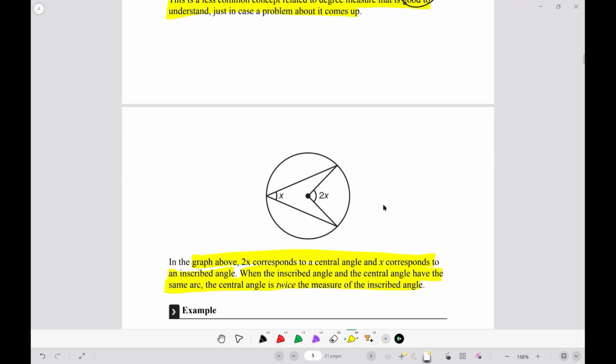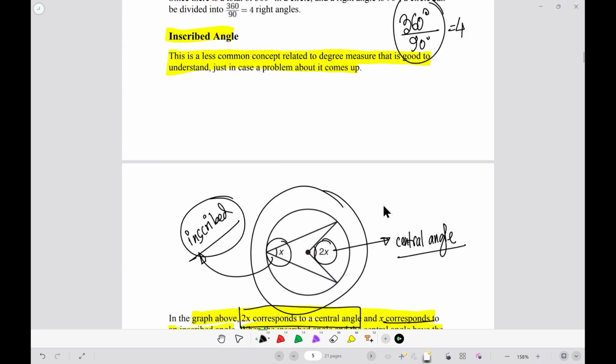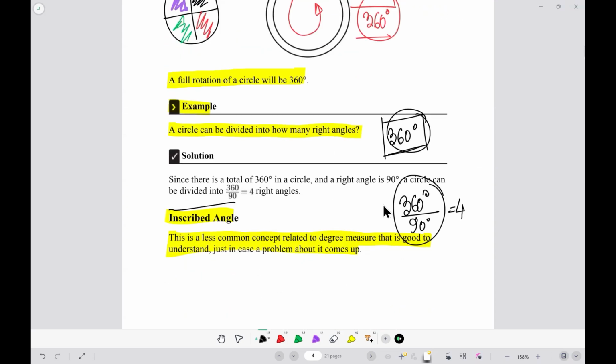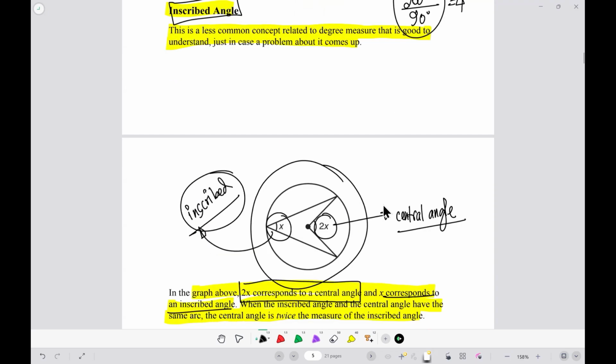In the graph above, 2x corresponds to a central angle. This is our central angle. And x corresponds to an inscribed angle. This is our inscribed angle. This is what we are interested in, because our topic is the inscribed angle. This is an inscribed angle.